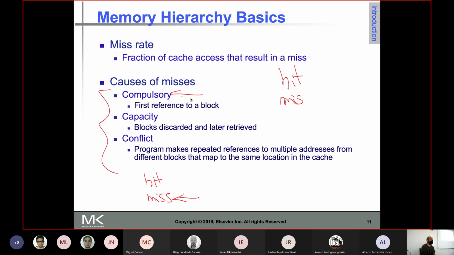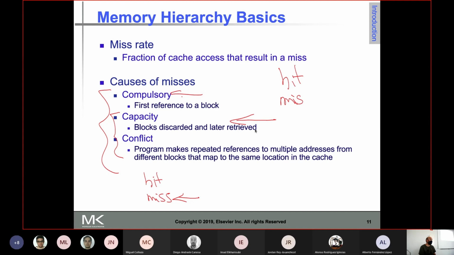In any other case, the information was loaded some time ago, but at some point it was replaced from the cache because the cache was full. The cache decided that this information was not relevant, and it removed it. If the reason for this decision is that the capacity of the cache is not enough, then this is a capacity miss. For instance, I'm accessing in a loop over and over an array of 64 kilobytes, and my first level of the cache has 32 kilobytes. Obviously, it doesn't fit, so the problem is the capacity of the cache.